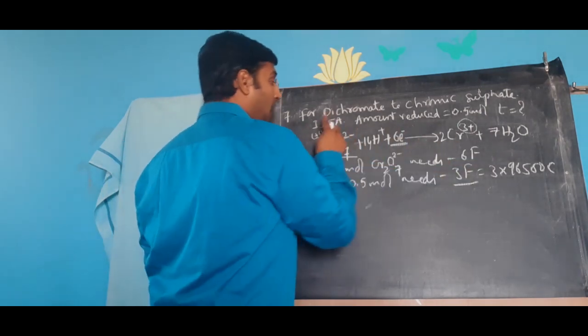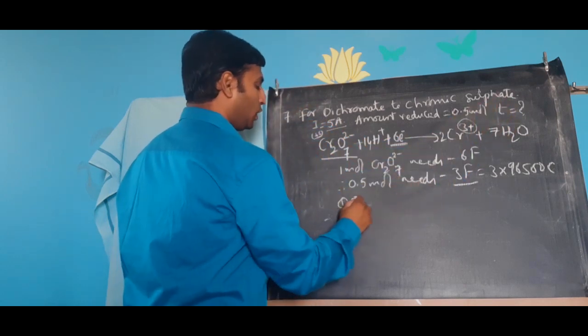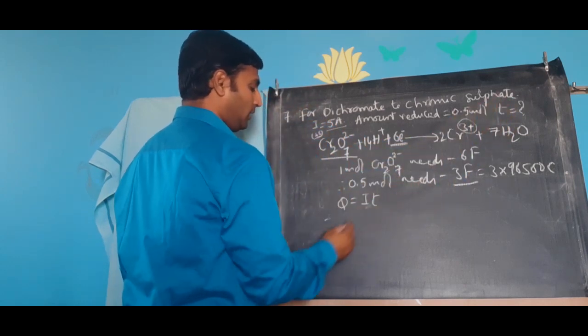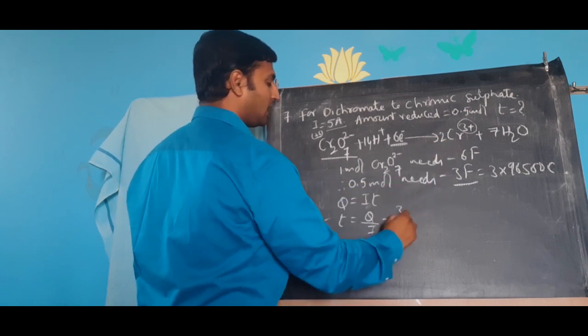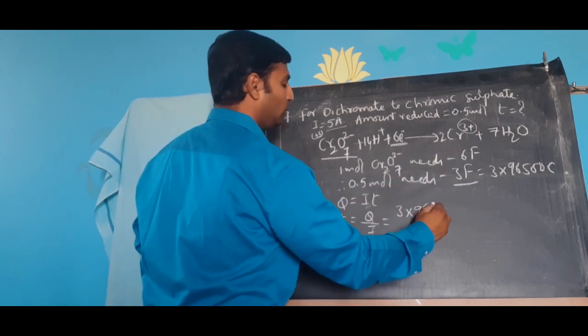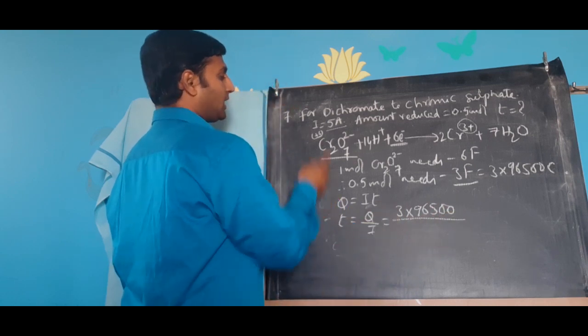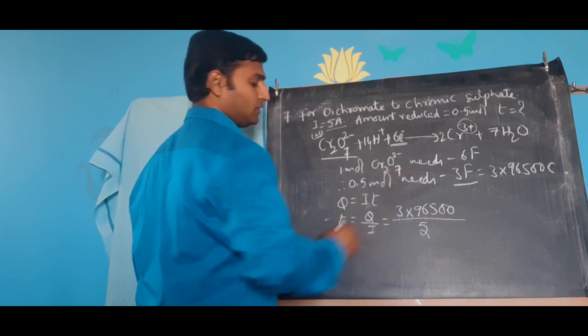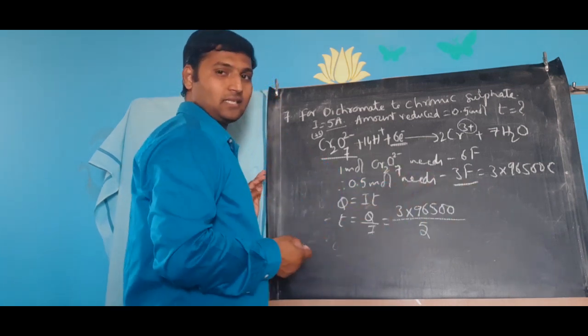Now, current is given to me, I want time. You know very well Q is equal to I into T. So T is equal to Q by I. Charge required we have established that it is 3 into 96,500 coulombs divided by current given, which is 5 amperes. Simplify it, you will get the time in seconds.